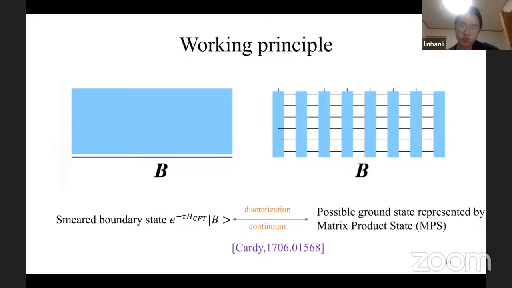Can you obtain one from the other? Is that what you are trying to say about these two things? So from this correspondence, we know that if this smeared boundary state is a symmetrical quantum state, then the possible ground state represented by the matrix product state on the right side is also a symmetrical ground state. And this is gapped. Therefore, the existence of the symmetrical boundary state will imply that a symmetrical gapped ground state exists.